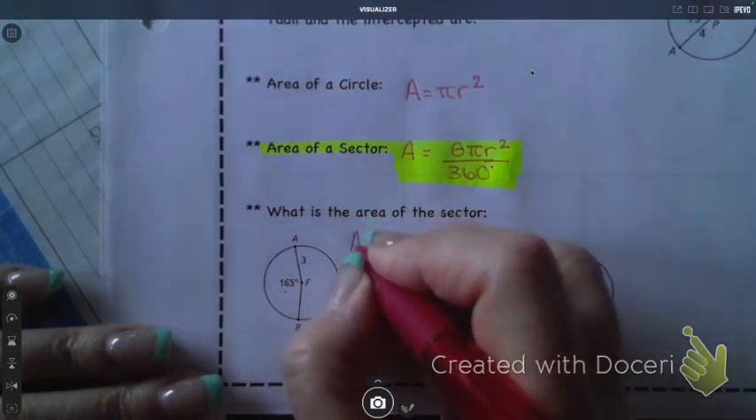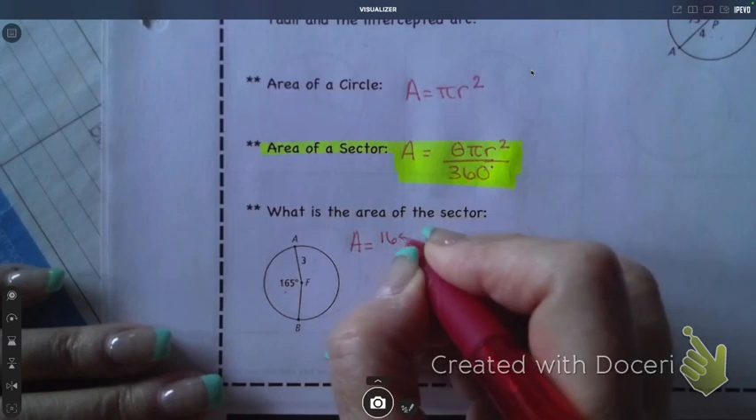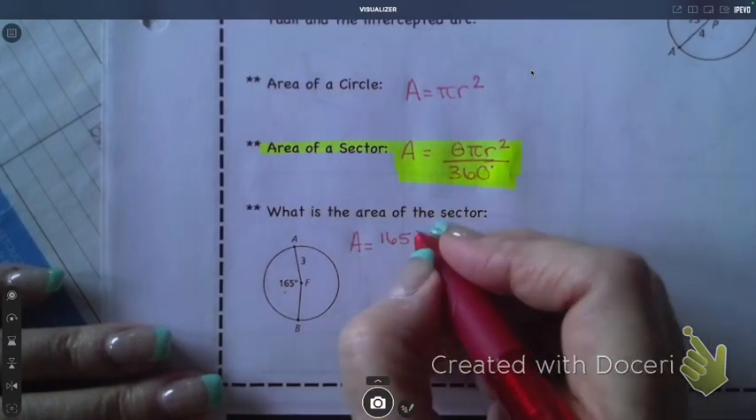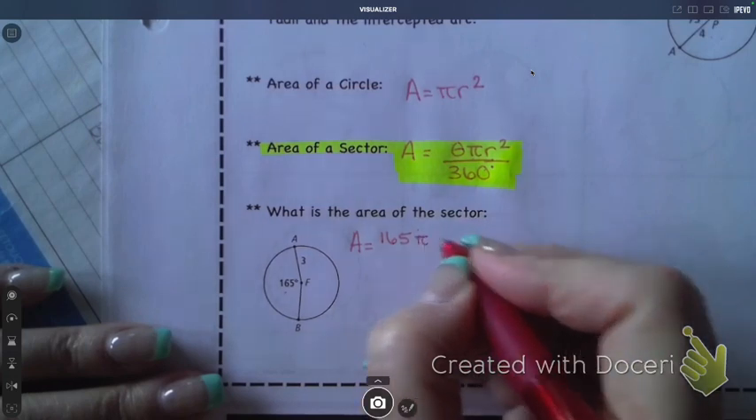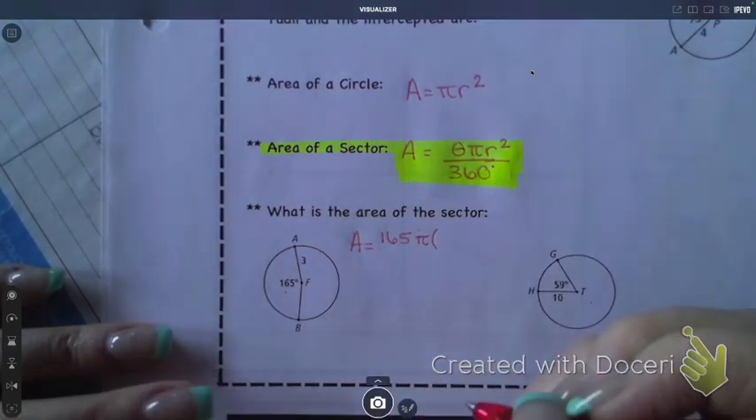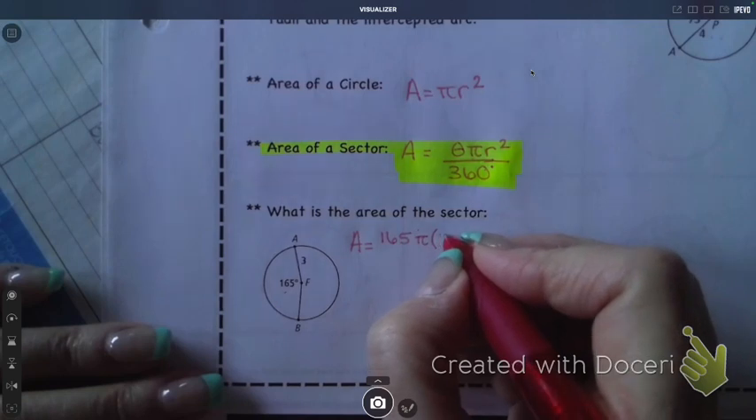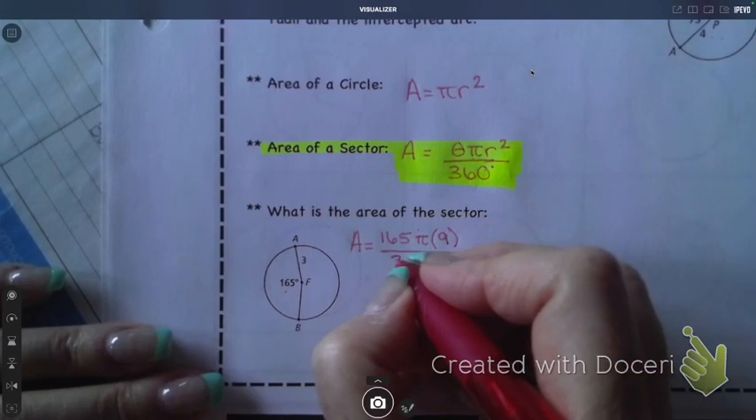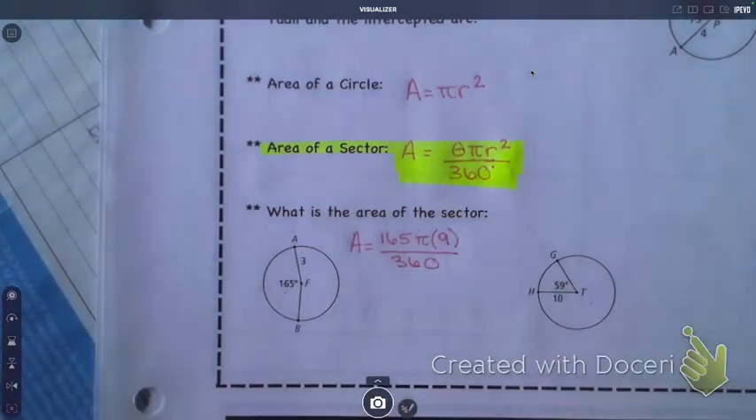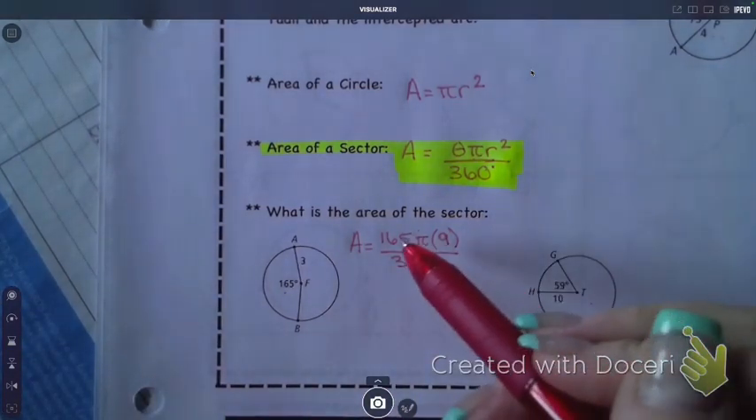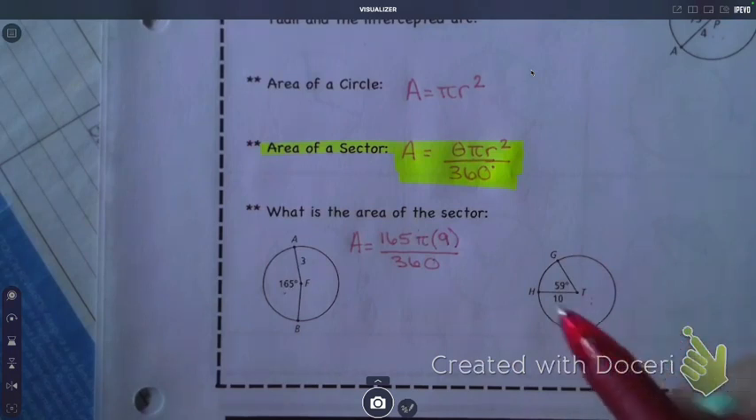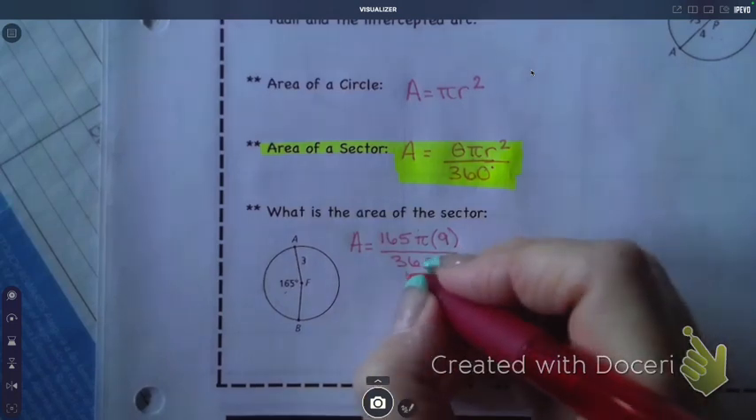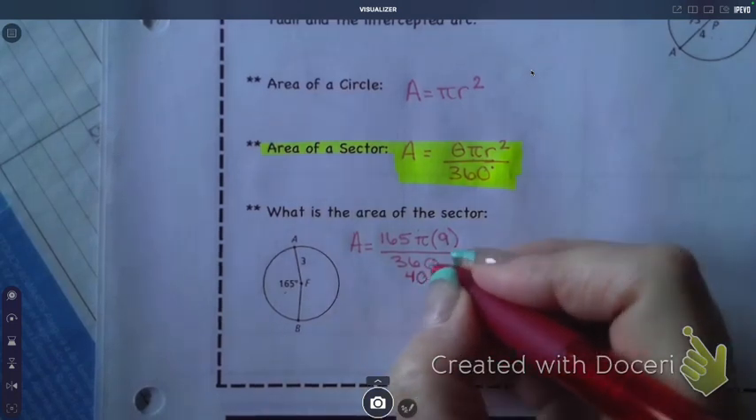Okay, so A equals 165 times pi times r squared. What's r? 3. 3, so 3 squared is 9. 9 over 360. So what do you want to reduce by, 9 or 5? 9? Okay, so 9 goes into 36 how many times? 4. With 0 left over.